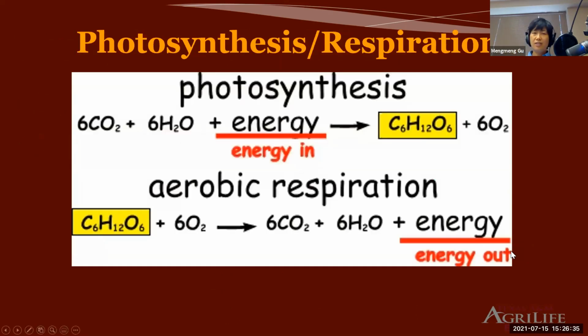So this is the process of photosynthesis. And the bottom one is the aerobic respiration. If you look at the two equations, photosynthesis takes CO2 and water plus energy. The sun provides the energy coming in and makes carbohydrates and gives off oxygen.